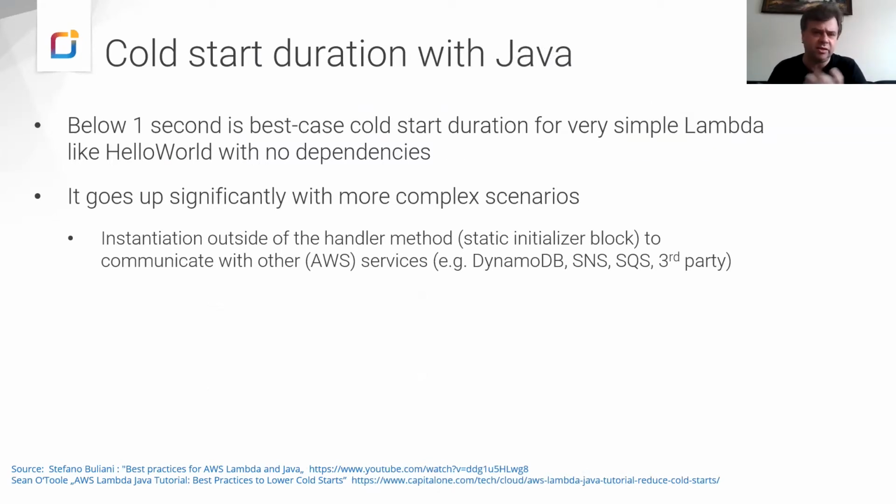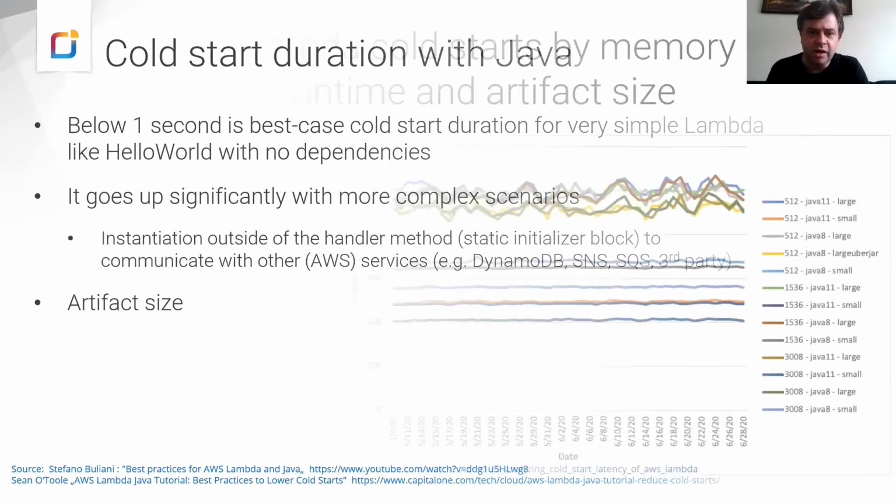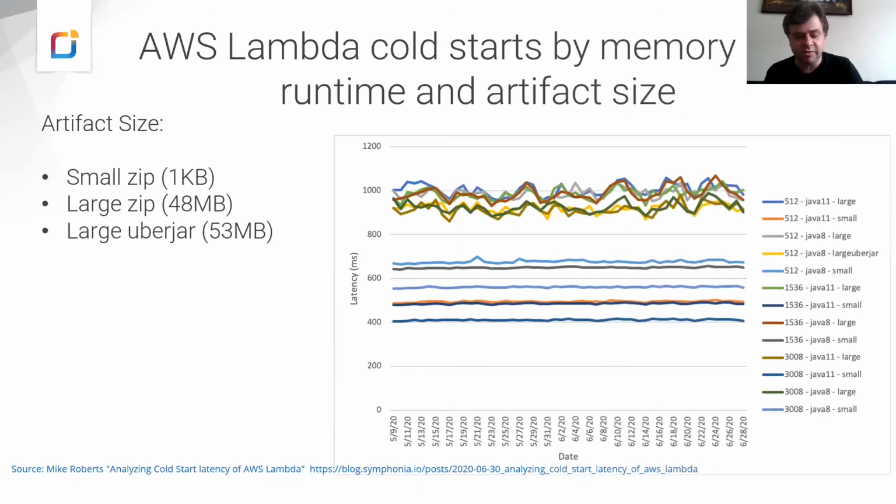You are typically connecting to DynamoDB or using Simple Notification Service, Simple Queue Service, or third-party components on the outside of the world. And we will see what the factors are why this increased, and we will look into the artifact size of our application first. It was measured. It's very difficult to understand, but generally what this picture says is that with a larger artifact size, a large zip or large Uber jar, you will have bigger cold starts, generally with Java.